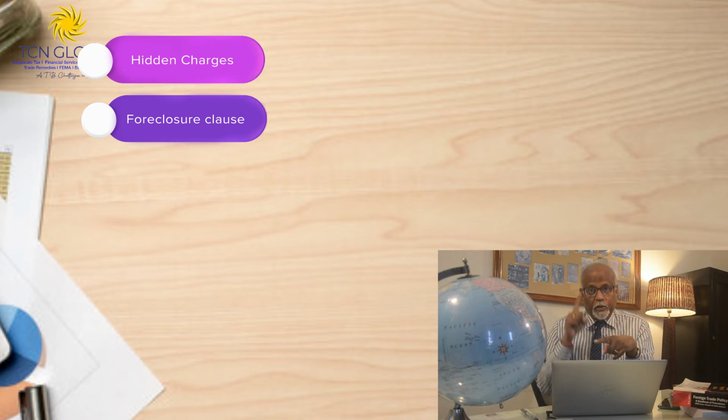First of all, that provision has to be there. In certain loan agreements, you may not find that provision. That means, in spite of having money with you, you cannot repay the debt in advance. So you have to ensure that there is a foreclosure provision. And then again you have to check what is the cost for the foreclosure.